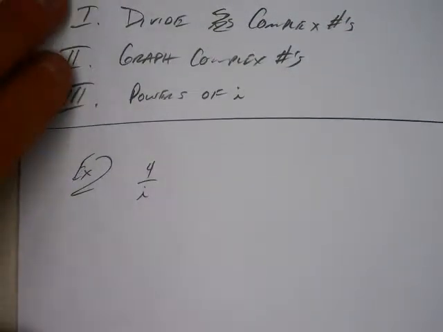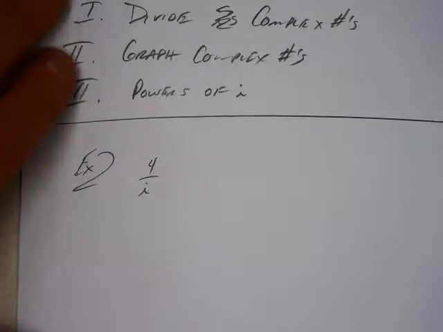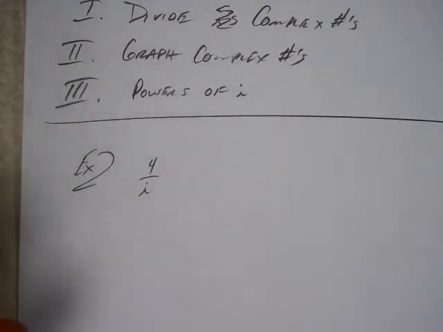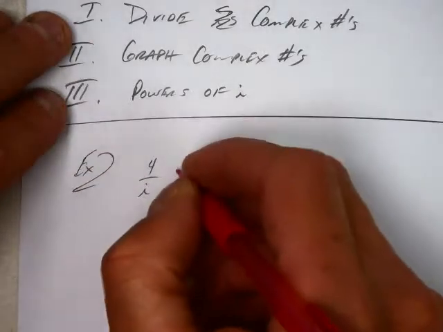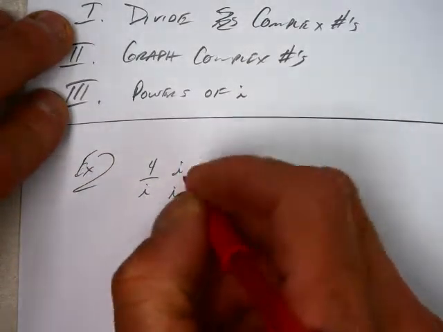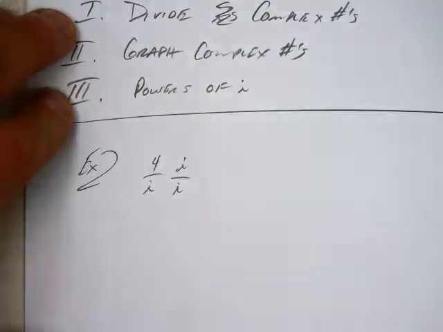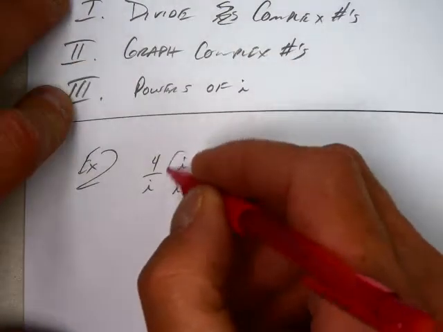So anyway, if I want to get rid of the i on the bottom, any ideas? Take times i. We'll take what times i? The whole thing. So you're saying the top times i and the bottom times i? Is that legal? Well, first of all, what is i divided by i?